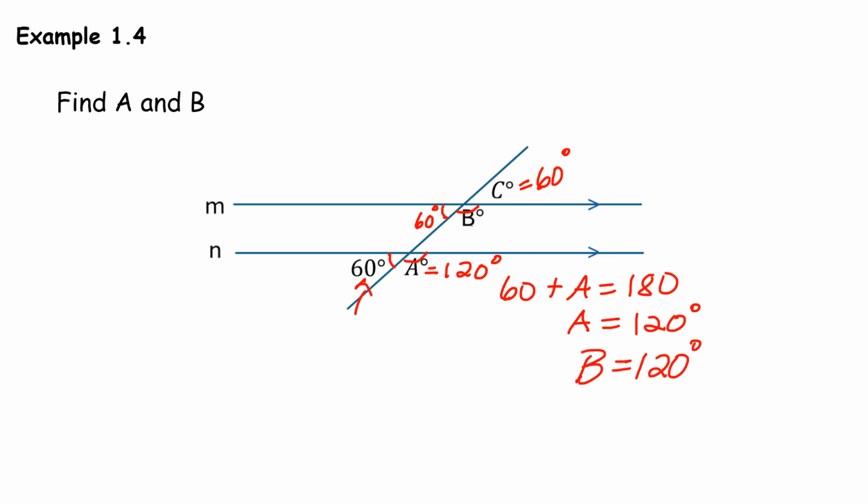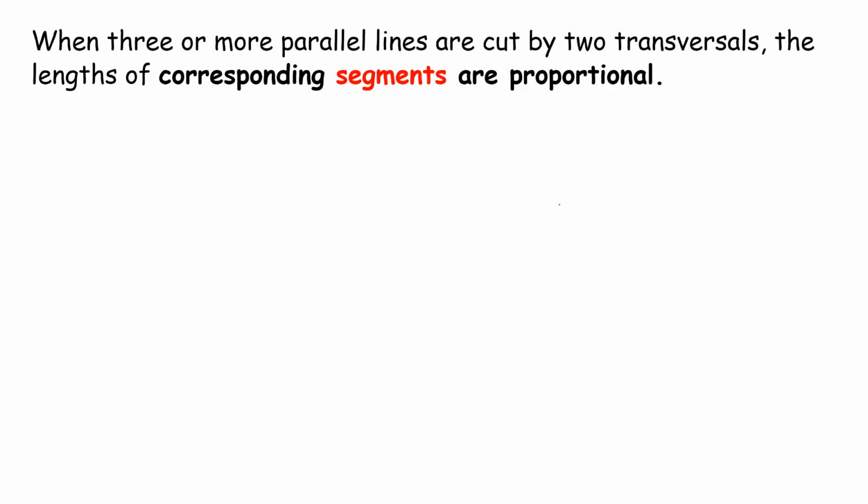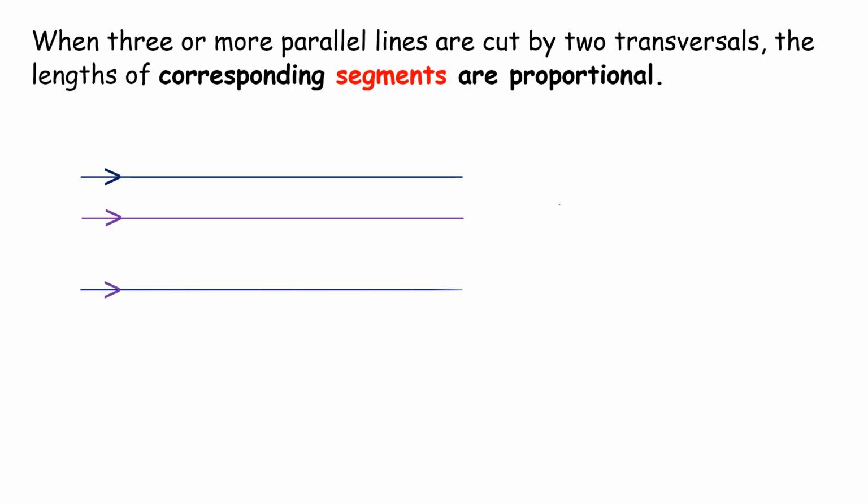It's the same. Okay, now we're going to look at something that happens when 3 or more parallel lines are cut by 2 transversals. And this is not about angles, right? This is about segment length. So this is a different kind of situation here. We're not thinking about the angles now. We're thinking about lengths of segments that are cut off when this happens.